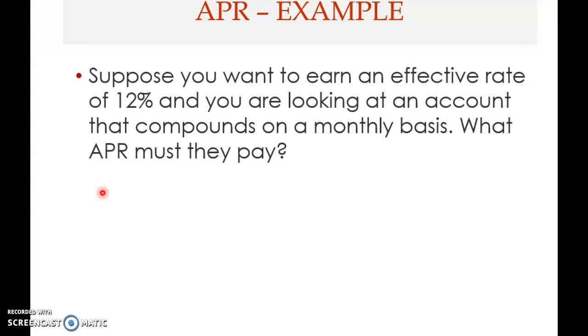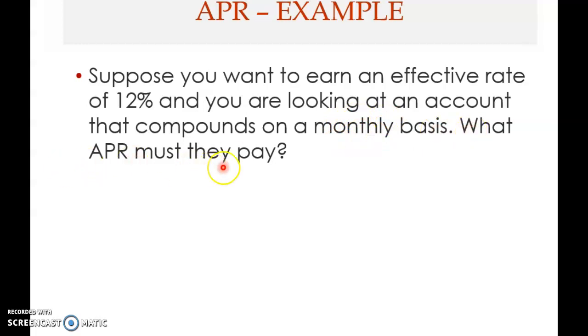Let's apply this in this example. Suppose you want to earn an effective rate of 12%. This is EAR, when you say effective rate, 12%. And even if it doesn't say 1 year, given interest rates, if it's not stated clearly, you just assume it is for 1 year. And you're looking at an account that compounds on a monthly basis. So M is 12, because it's monthly compounding.